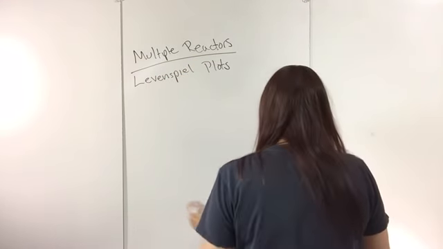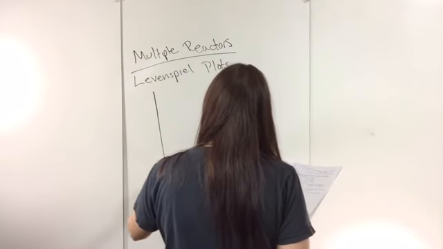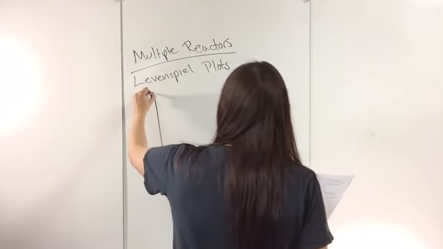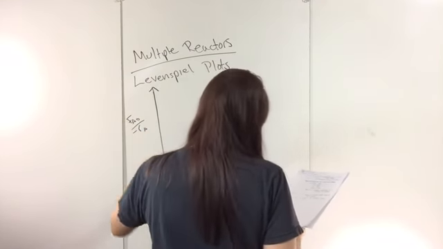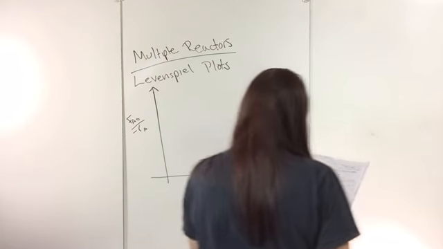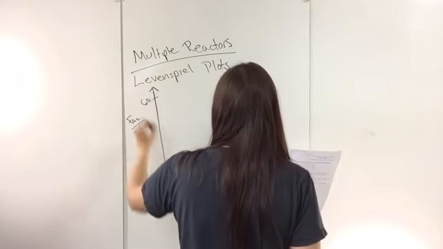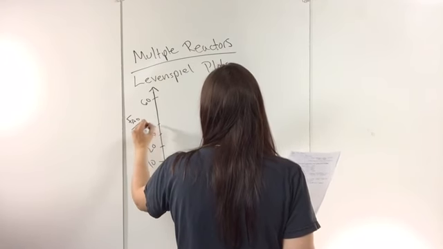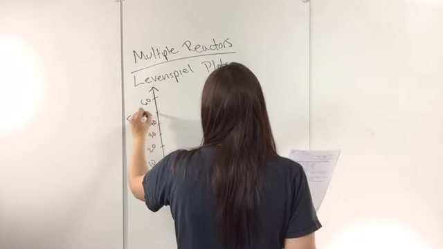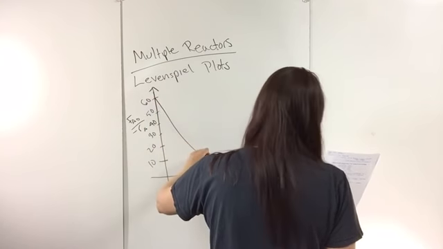Levenspiel plots. So let's say you have this plot, and this is FA naught over minus rA plotted against X. And say that 60, I mean these numbers don't matter. I just want to show an idea of how this works. And so 0.2, say that's 1, 0.8. So let's just say this looks like this.